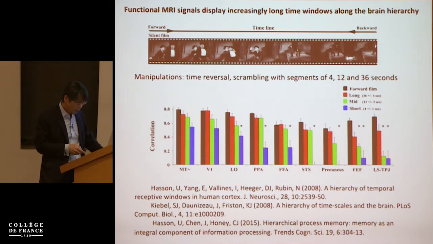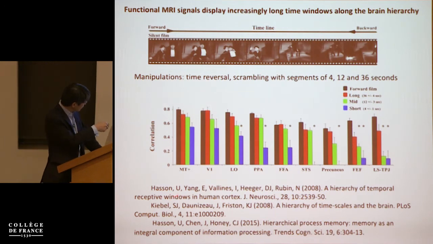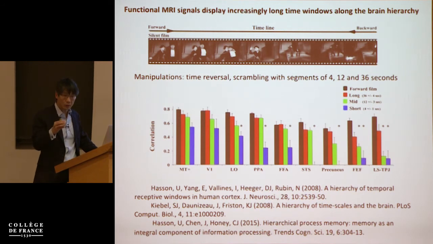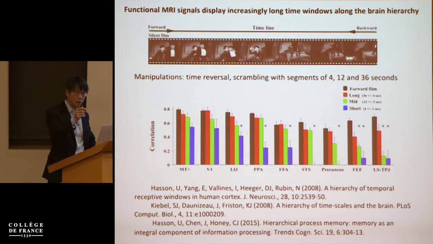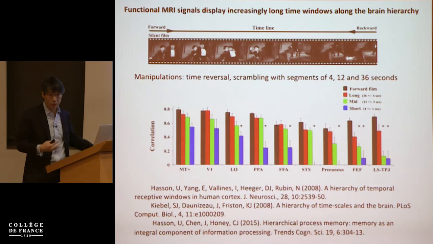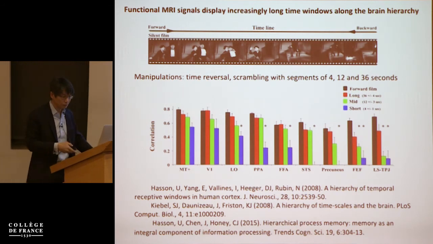There's another line of study, done with Uri Hasson, about speech processing. They also found evidence in that case. They used either ECoG recording or MEG. They found that different parts of the cortex that are involved with understanding words, phrases, and sentences seem to have different time scales of integration of information.